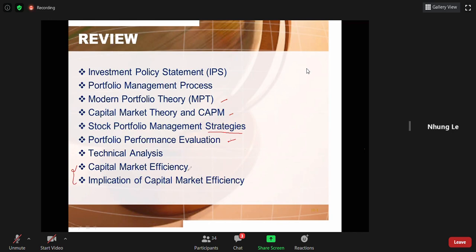The first one, we discussed the efficiency of the market. And based on the efficiency of the capital market, there are some implications for you to apply to manage a portfolio. And here, this is the content.